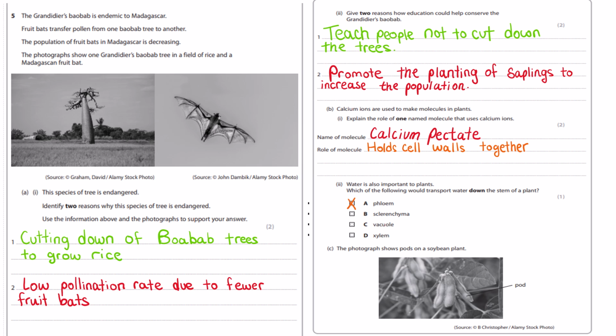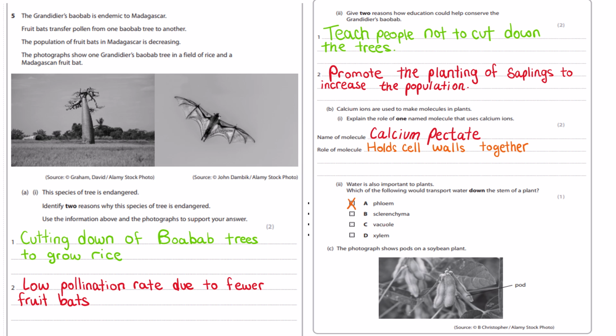We also have one tree which is endangered, and it's endemic to Madagascar. Endemic meaning it's only found in one specific geographical location, and this tree is around a rice field or a rice farm. Okay, so 2 reasons why this species of tree is endangered. Well, first of all, the cutting down of trees to grow rice, because they need to clear the land to make more agricultural land. And point 2 is that low pollination rate due to fewer fruit bats.